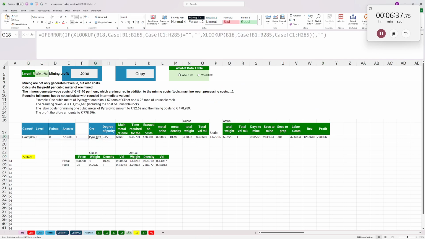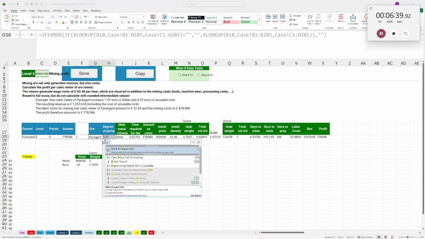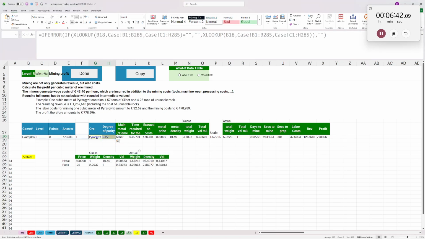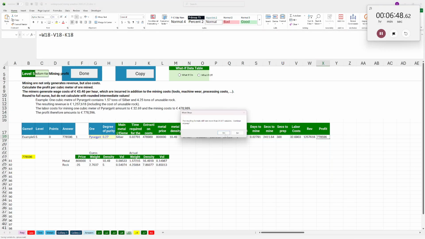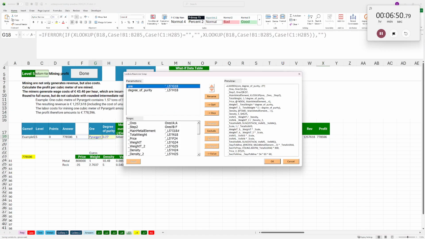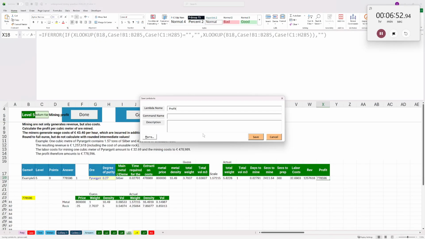So first, with OA Robot, I have to create input cells, so it knows not to go all the way back to where I'm looking that up from. But the profit, I'll do save lambda as, and it's like, oh my God, your lambda's too big. I'm like, yeah, I know, it's a big lambda. But that's what OA Robot's for. All right, so this is profit per cubic meter.